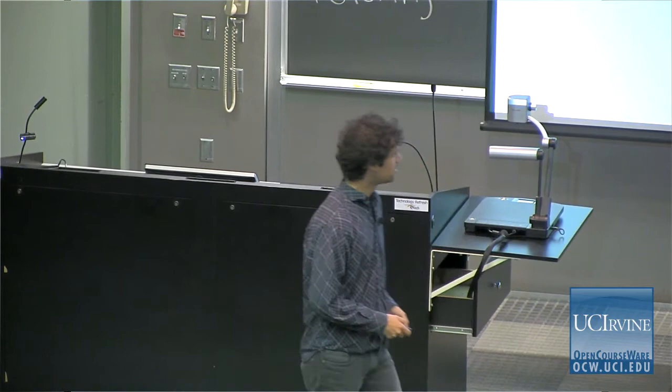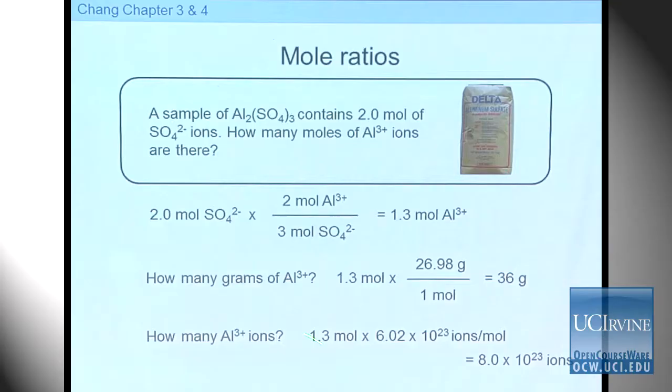Okay? So these are just 2 quick conversions from mole to either grams or the absolute number of the countable object, in this case, the number of aluminum.